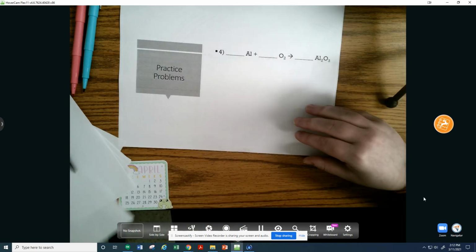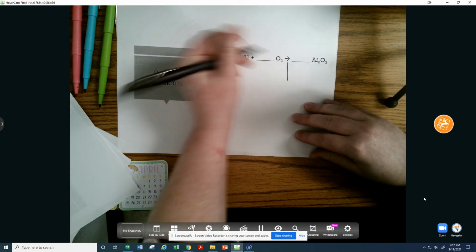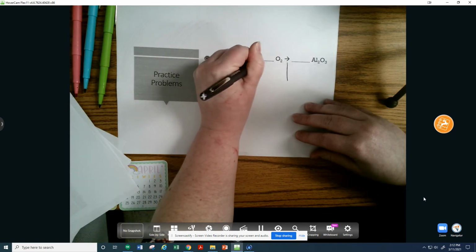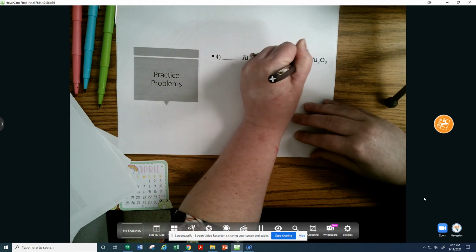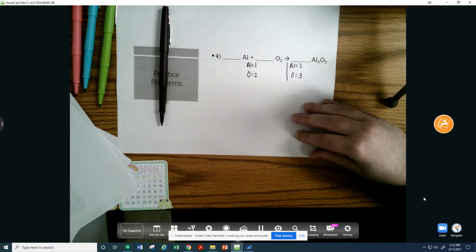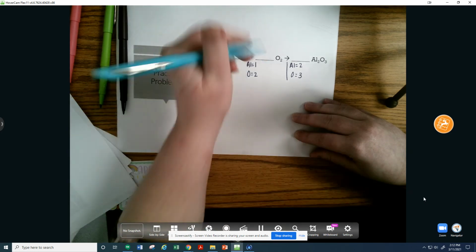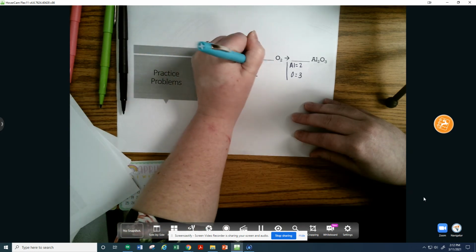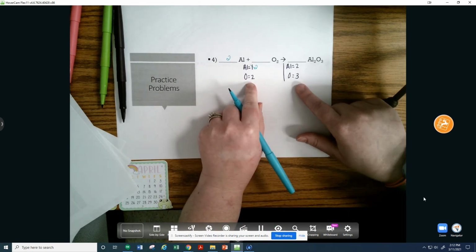Next example, we have aluminum combining with oxygen to make aluminum oxide. We have aluminum on the reactant side with 1, oxygen with 2. On the product side, aluminum we have 2, oxygen we have 3. I can see that my aluminum are not balanced. I'm going to go ahead and take care of that by adding a coefficient of 2 here and move on to my oxygen. This is a very similar example to what we began with.